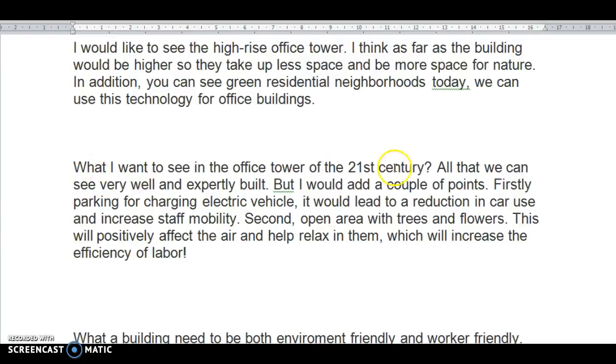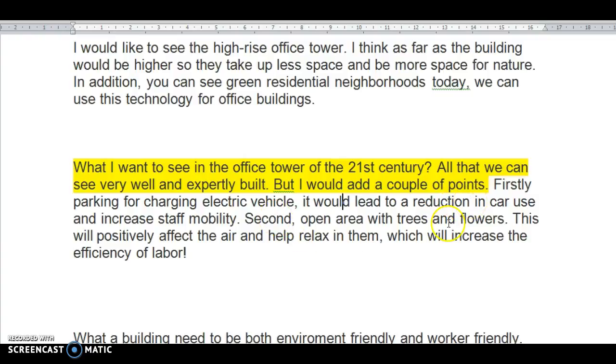So here, as we said before, we've got a problem with the topic sentence and the main idea. All that we can see very well and expertly built, but I would add a couple of points. Well, this whole part is really not very clear. What are they saying? So now I see firstly and second. Firstly, parking for charging electric vehicles. It would add to a reduction in car use and increase staff mobility. I don't see the connection between this and this. Why will charging lead to reduction in car use?